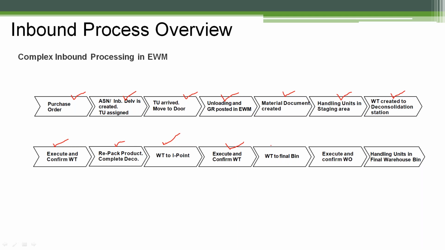All these processes, the tasks are created automatically and we confirm them using the RF guns. So finally, a warehouse task is created from the deconsolidation to the ID point, and from the identification point, a task is created to place it into the final bin. We confirm these tasks and the stock comes into the final warehouse bin. This is how we execute a complex inbound process in EWM.